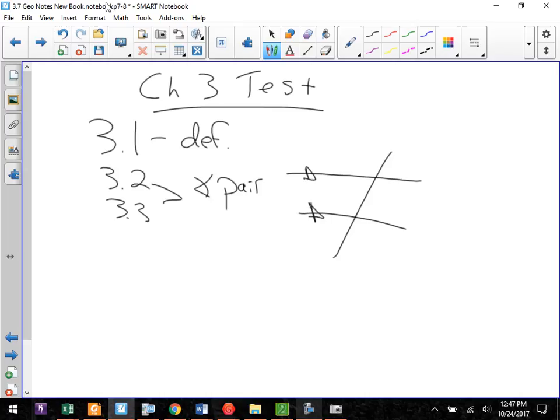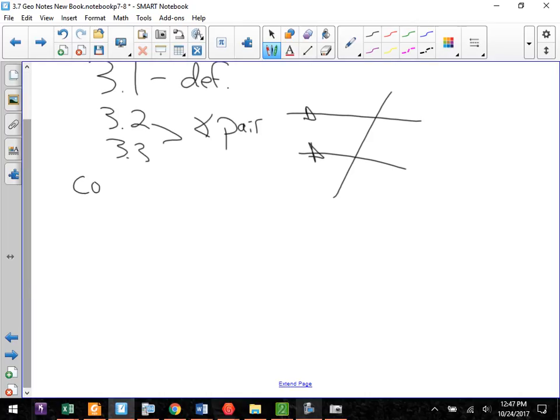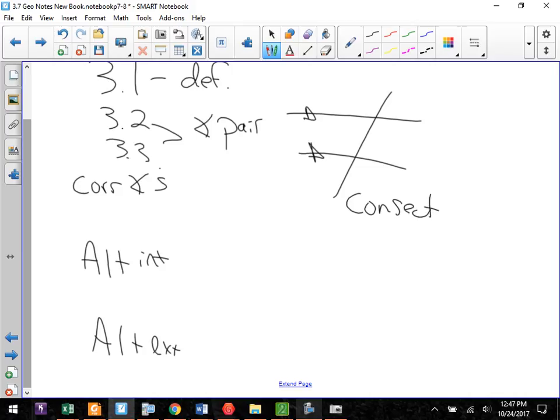So the main ones that we talked about were corresponding, alternate interior, alternate exterior, and then what we called consecutive interior. The book called it a little bit different: same side interior. So when we're looking at these things, it was just a matter of identifying where they went, how they matched, and how they looked against set diagrams.